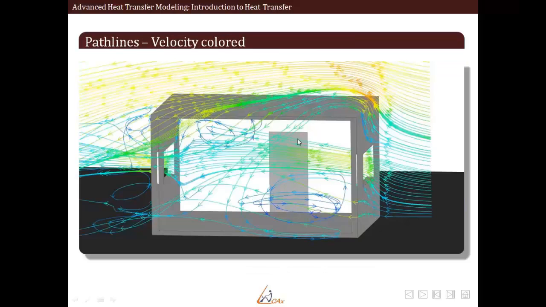This is the path line showing how the airflow is there through the windows as well as over the roof of this particular room.